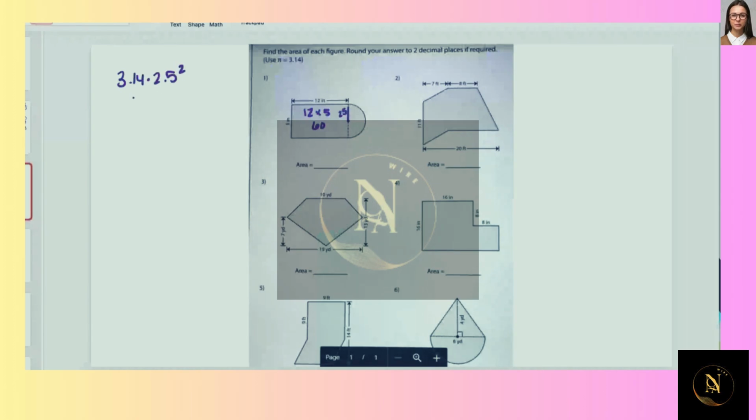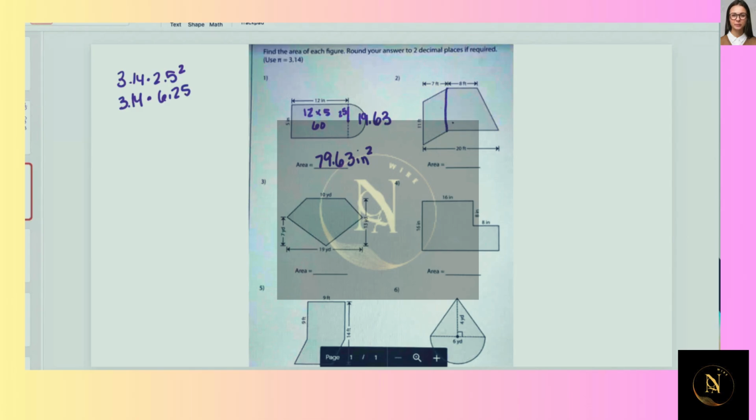And 2.5 squared is 6.25. Then I'm going to multiply that by 3.14, and that's 19.625. We'll say 19.63 because we're rounding to 2 decimal places. So 60 plus 19.63 is 79.63 inches squared. Okay.